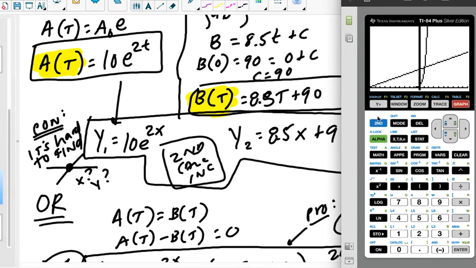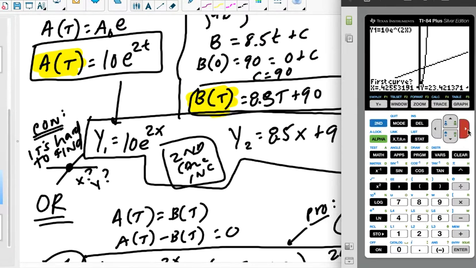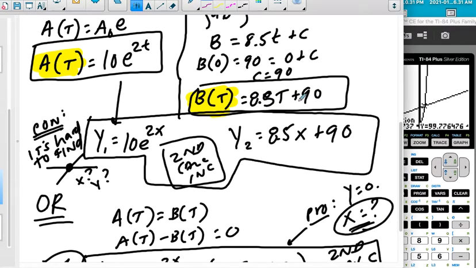That's not awful, right? I can do second calc intersect. I scroll to where they hit each other. Oh, I missed. Close enough. Enter, enter, enter. And there's my intersection. Now, that's fine, right? But again, what's tricky there is I have to find the point of intersection, and sometimes that's easier said than done.